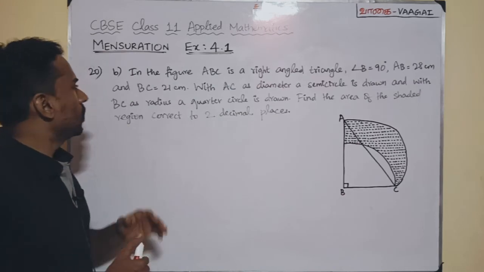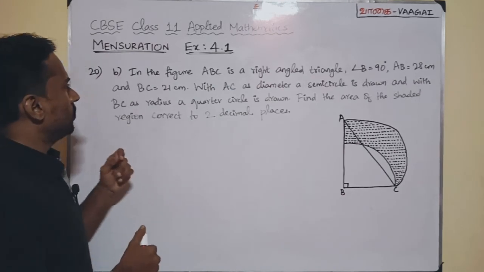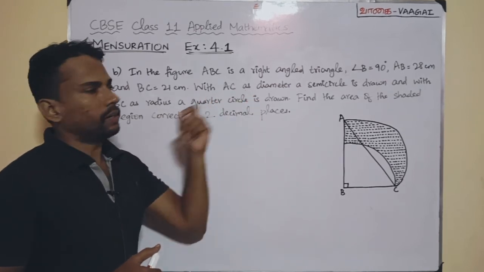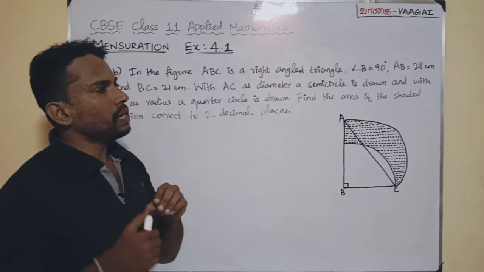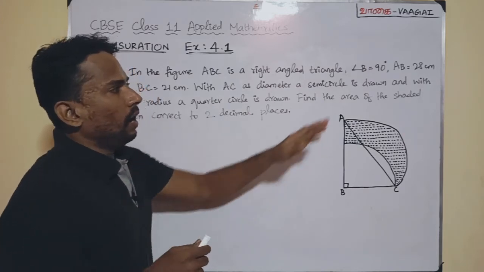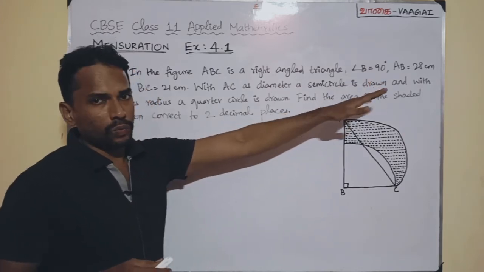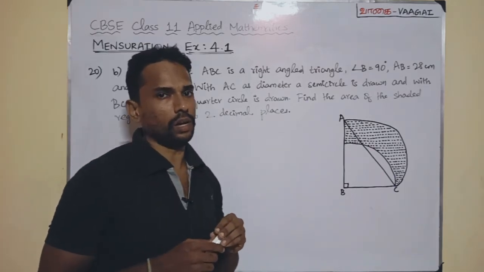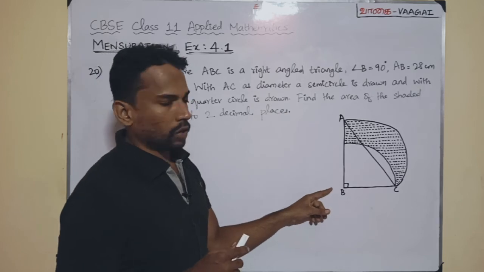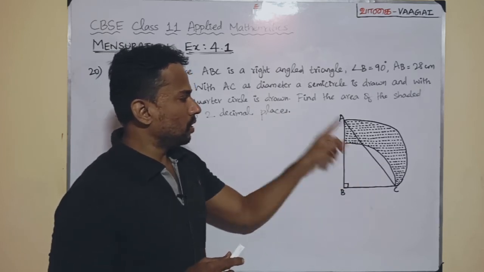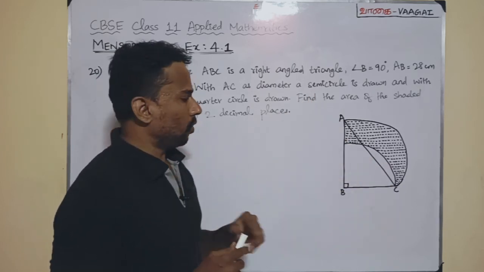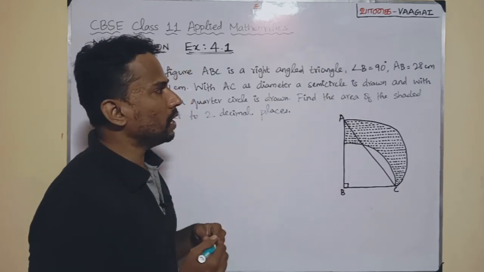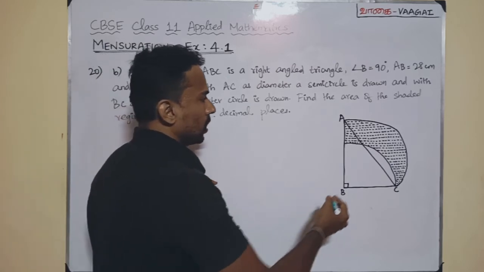Now next we have question number 20, subdivision B. In the given figure, ABC is a right angle triangle with angle B equal to 90 degrees, and given AB is equal to 28 centimeter and BC is equal to 21 centimeter. Let's have a look at the given figure. So this is what they are talking about. ABC is a right angle triangle, and here angle B they have mentioned to be 90 degrees, and they gave AB is 28 centimeter. So AB means this measure.